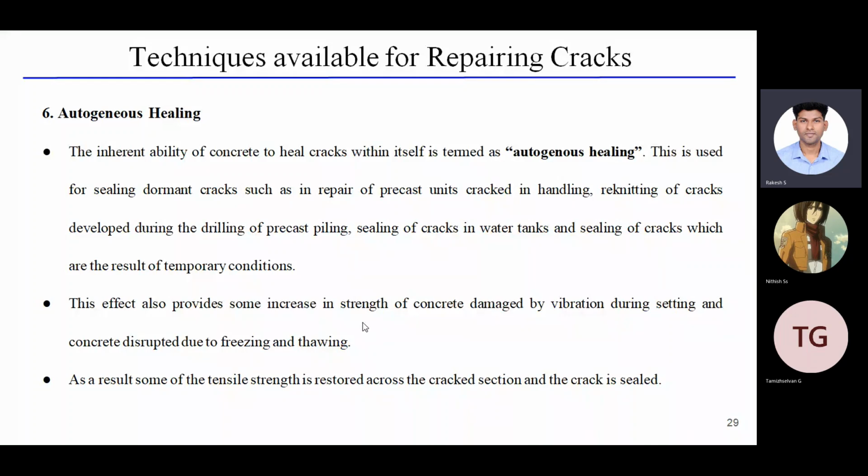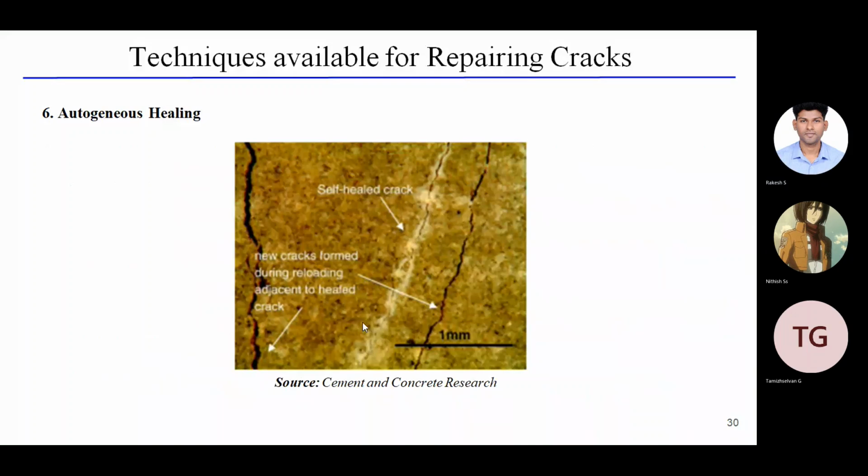This effect also provides some increase in strength of concrete damaged by vibration during setting and concrete disturbed due to freezing and thawing. As a result, some of the tensile strength is restored across the cracked section and the crack gets sealed. This picture explains the autogenous healing. Here, the white line, you can see that the crack is healed by itself, and we can also see, on the other side, where I am pointing the mouse pointer, new cracks formed during reloading adjacent to the healed crack, and this should be noted.